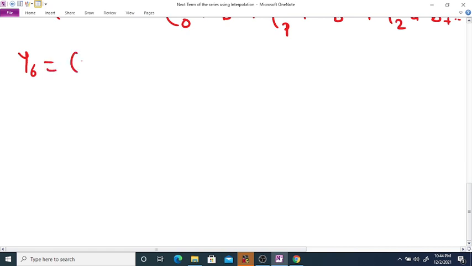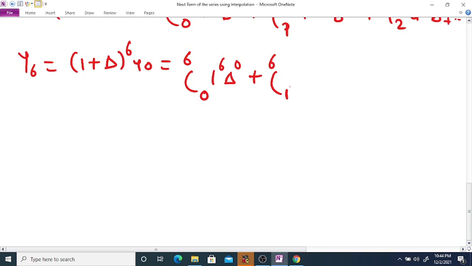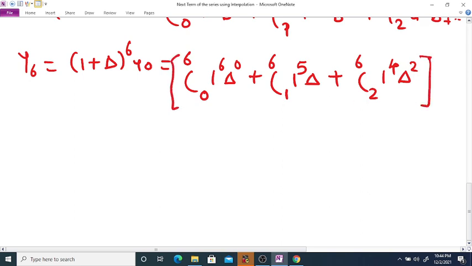y6 is equal to 1 plus delta raised to 6 y0 is equal to 6C0 1 raised to 6 delta raised to 0 plus 6C1 1 raised to 5 delta plus 6C2 1 raised to 4 delta square. The next terms we don't require. Why? Because delta cube y0 is 0.